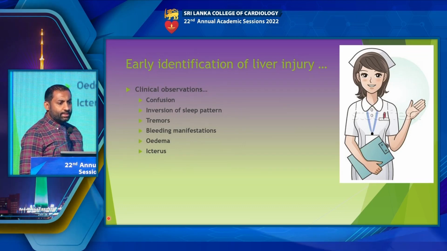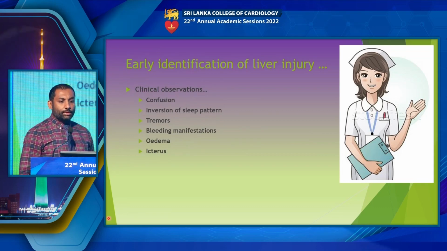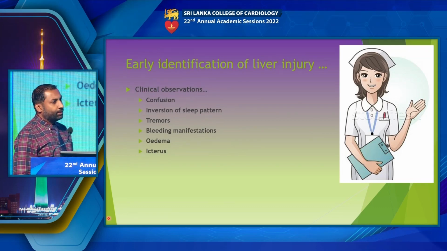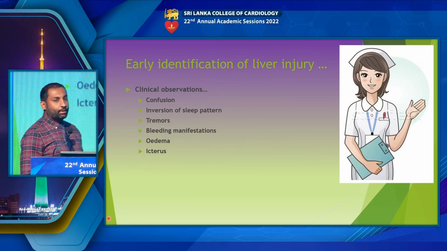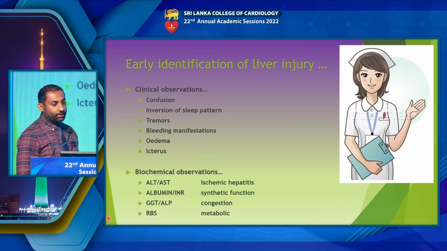So, what symptoms and signs will indicate the patient has liver injury? If you are working in the ward, when the patients are being assessed daily by yourself, and the patient is developing symptoms like confusion, inversion of sleep pattern, for example, sleeping in the daytime and being awake at night, development of tremors, bleeding manifestations, especially from the cannula site, development of edema, becoming yellow, icterus, these would indicate the patient has an ongoing liver injury.